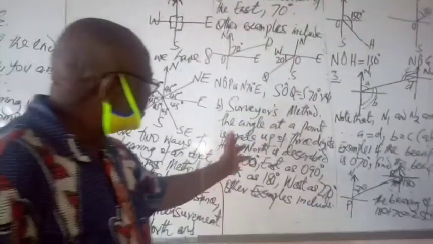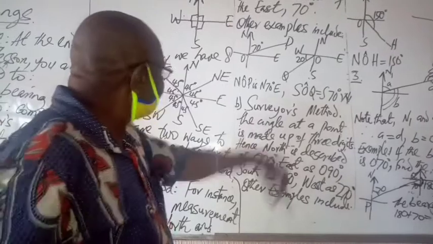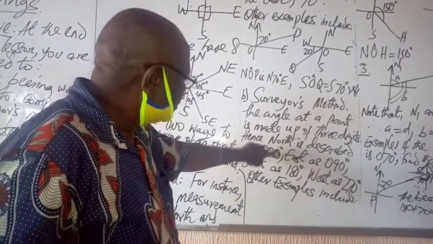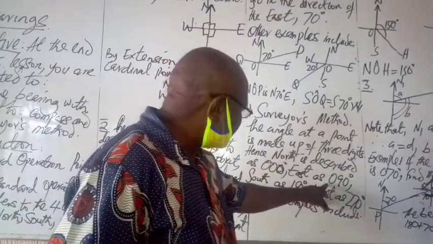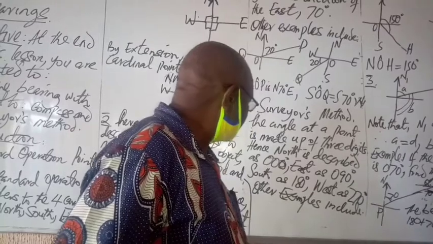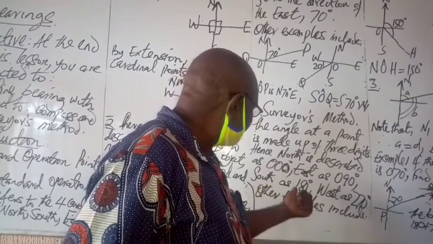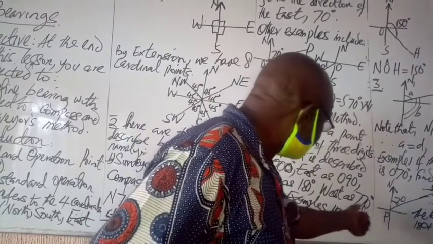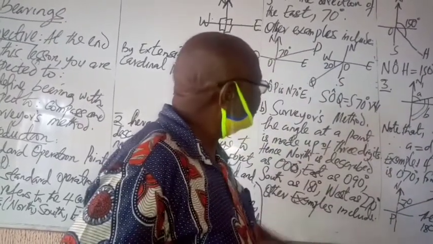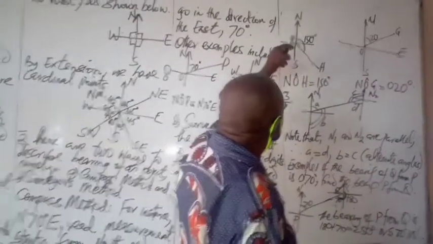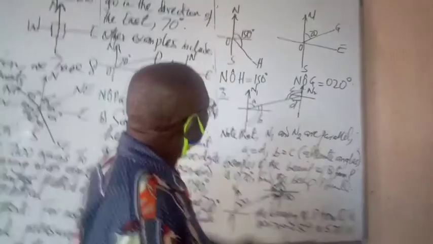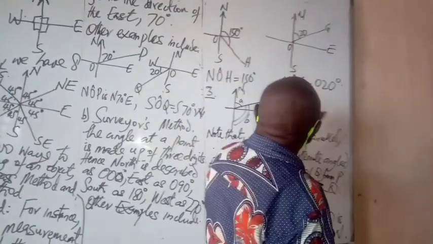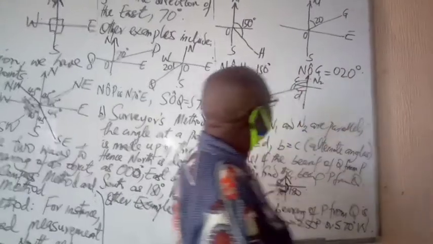Then when we look at the surveyor method, which is the second aspect, you make up 360 degrees, and we start from the north, which gives you 000 degrees. If you read from the east, it gives you 090. From the south, it gives you 180 degrees. And for the west, it gives you 270 degrees, and that makes up 360 degrees. For example, in this diagram, angle NOH is 150 degrees, while angle NOG is 02. You must put 002 if you are talking about the surveyor method.